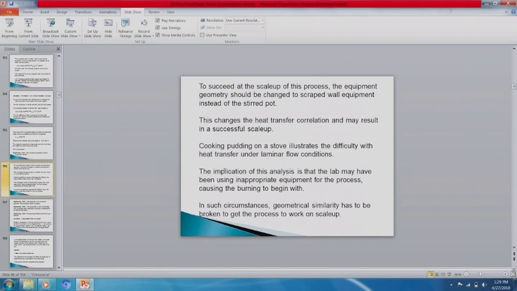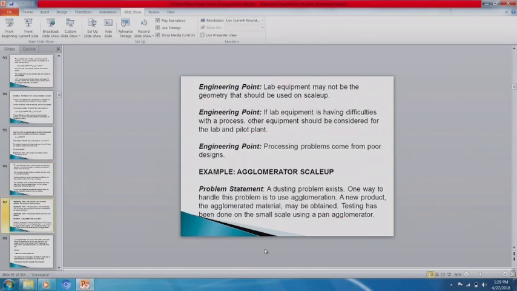So on scale up, geometric similarity may have to be broken to get the process to work. It's very important to recognize. But the idea that the lab was using inappropriate equipment means you have the right to choose more appropriate equipment. It's a good engineering step there. Lab equipment may not be the geometry that you should use on scale up. If the lab equipment is having difficulties with the process, other equipment should be considered.